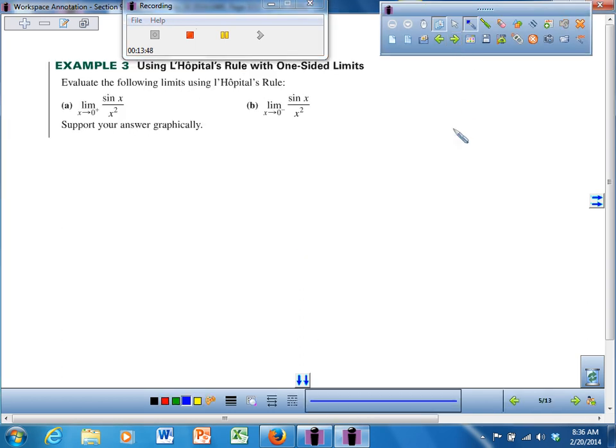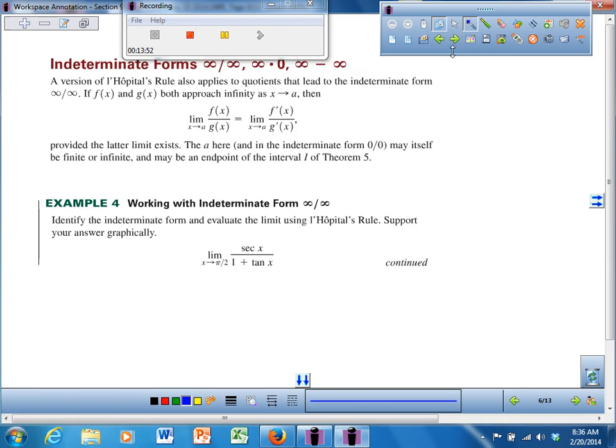Let's go on to a few more examples. We'll come back to this one if we have time. All right, so let's try this one. Now we're going to look at the application of this new rule with the other indeterminate forms. Infinity over infinity, infinity times 0, infinity minus infinity. The first one we're going to work with is infinity over infinity. So at your desk right now, I would like you to apply L'Hopital's rule to solve this problem, and then we will talk.